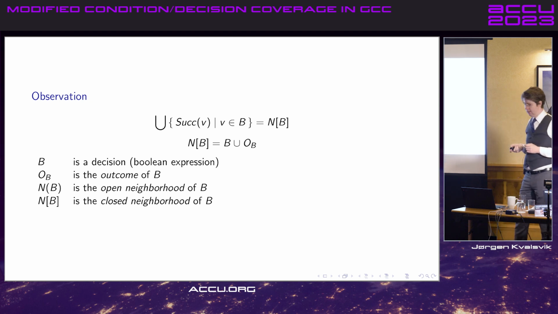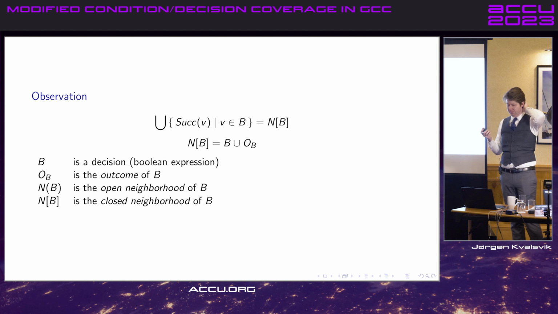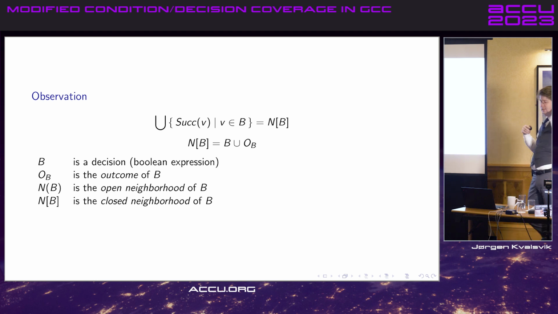And the observation that powers it is very briefly phrased as this. I'm going to try and read it. So, okay? The successors of the nodes that form the expressions are all either in the expression itself or in the then or else block. That's what it says. But I'm going to use these labels or names going through. So B is a decision or a Boolean expression, really, okay? Whereas O of B is the outcome of that expression. So that's a separate set.